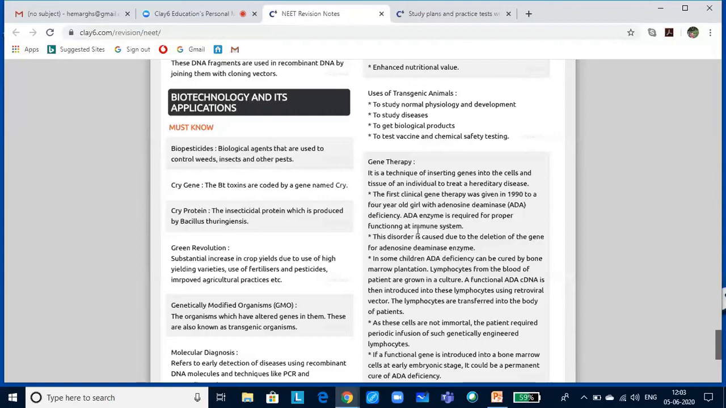The proteins coded by genes cry1Ac and cry2Ab control the cotton bollworms. The protein coded by the gene cry1Ab controls corn borer.